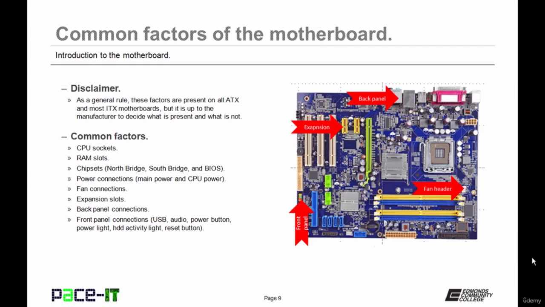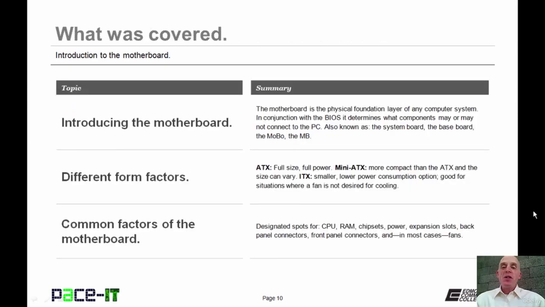Some of the optional connections that are commonly found on motherboards are fan connectors, expansion slots, back panel connections, and front panel connections. Now, I said these are optional because they're not present on every single motherboard and are highly dependent upon the manufacturer.